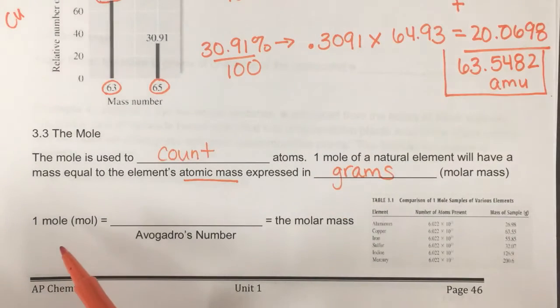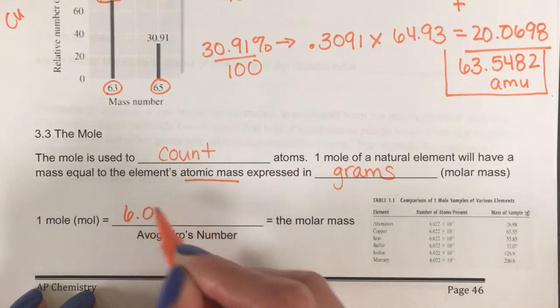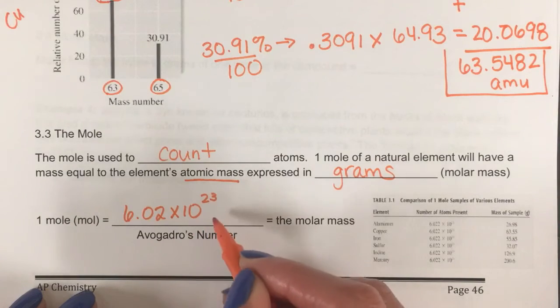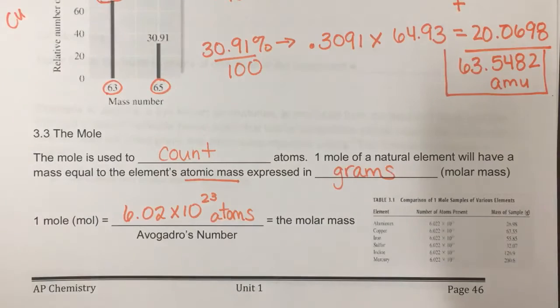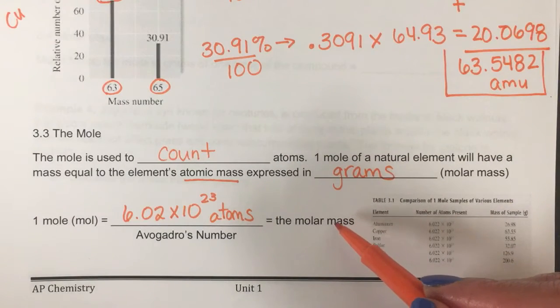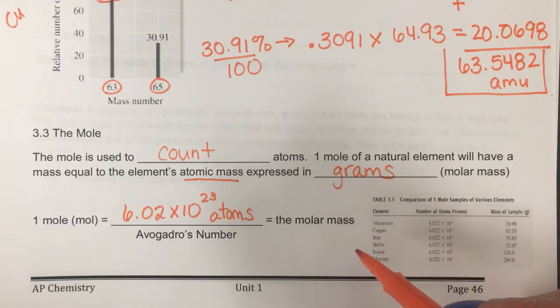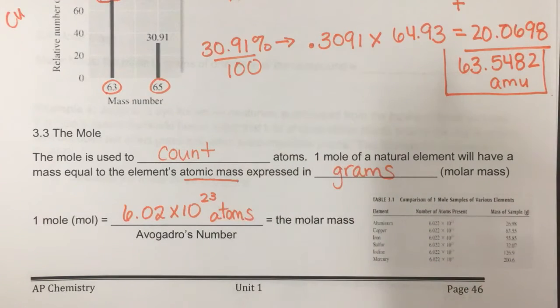So 1 mole, which is abbreviated MOL, not much of an abbreviation, but there you go, is going to be equal to Avogadro's number, which is 6.02 times 10 to the 23rd atoms, which is going to be equal to the mass on the periodic table. Instead of measuring it in AMU, we're going to measure it in grams.